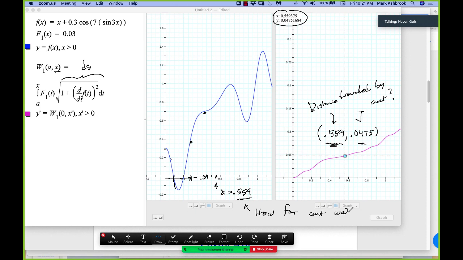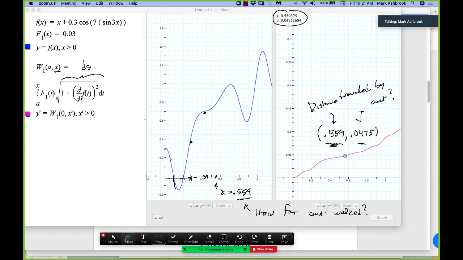We would need arc length. Okay, someone said arc length. Would we need the arc length function? Yeah, that's exactly what that is. The distance that the ant has walked when x is 0.559, that's our arc length function.